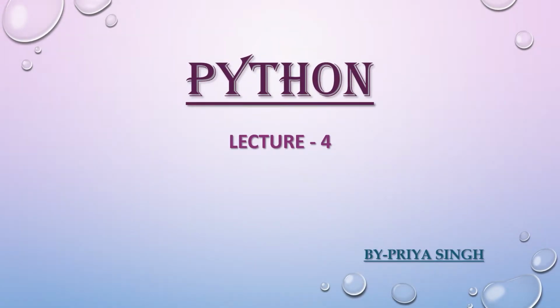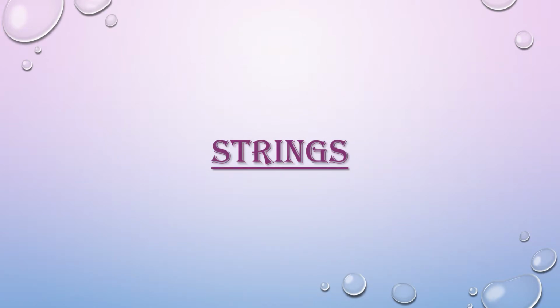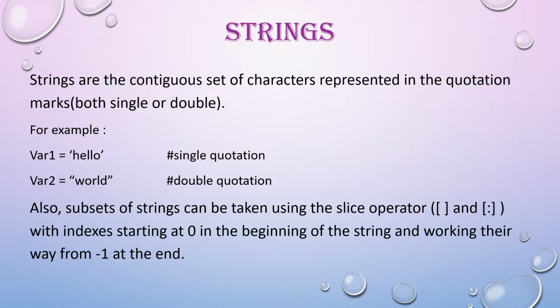So, this is the fourth lecture of the Python technology. We will discuss the second topic of variable types, that is string. So, what is a string? Strings are the contiguous set of characters represented in quotation marks, both single or double.